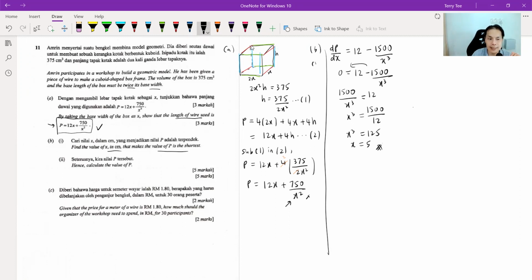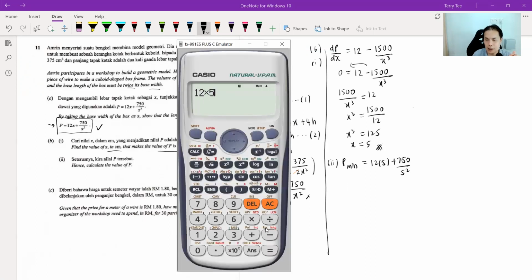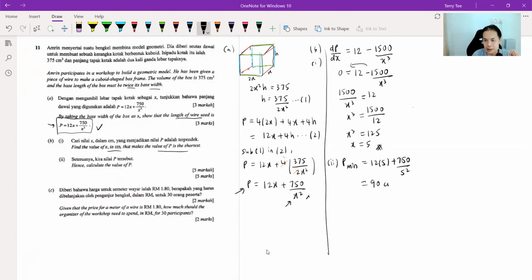B Roman 2, calculate the value of P. So we take the x value, sub inside your P here. Your minimum value of P, in this case, is 12 times 5 plus 750 over 5 squared. 12 times 5 is 60. 750 divided by 5 squared, divide by 25, all right, I will get 90. So the minimum length is 90 cm. This is in cm. All right, this is part B.